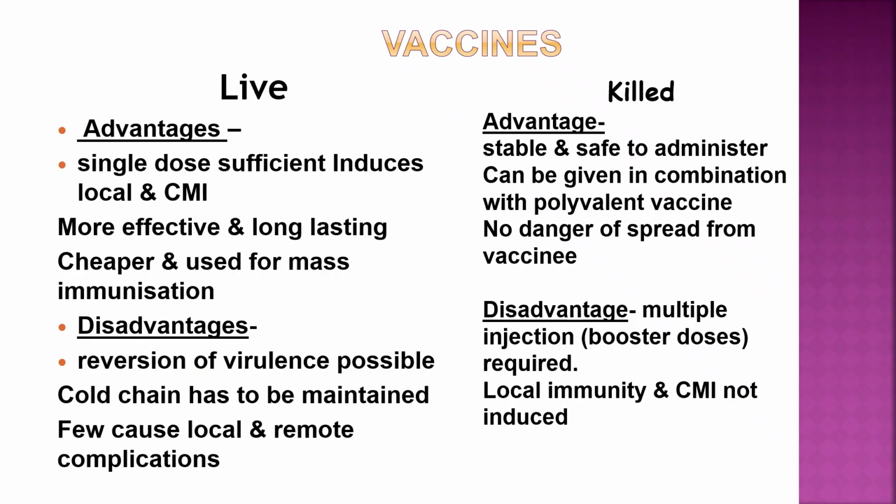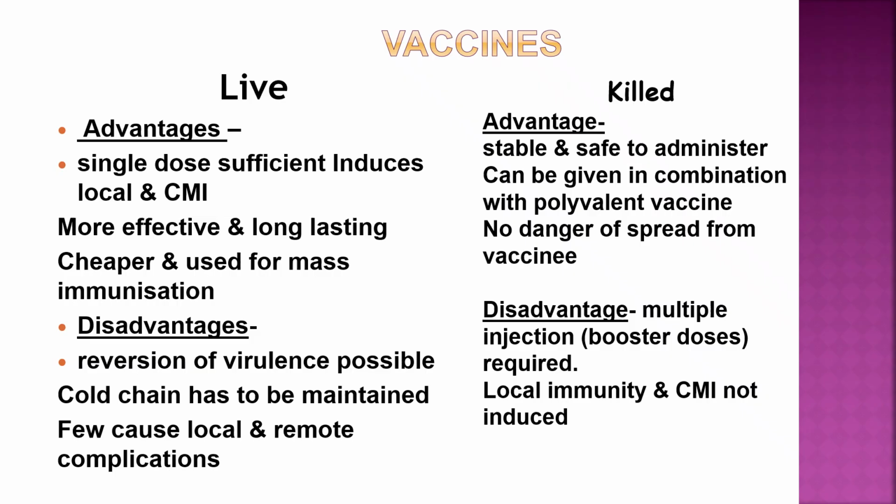Vaccines are of two types, live and killed. Third, subunit recombinant vaccines are also available nowadays. So we'll see the difference between live and killed. Live vaccine advantages: a single dose is sufficient, which produces local and common immunity, and it is more effective and long lasting. It is cheaper and usually used for mass immunization.